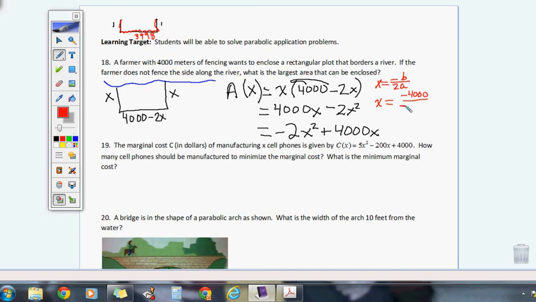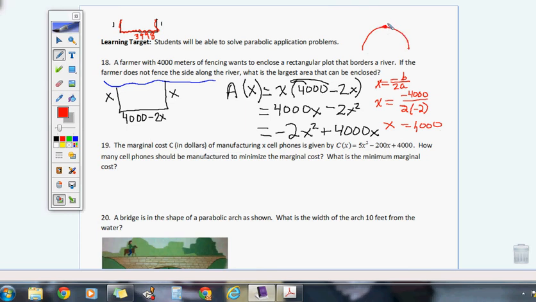So, sorry, I wrote that wrong. 2 times a, which would be negative 2. So the x value, when we're calculating this all out here, is going to be 1,000. So we get 1,000 here. All right? Well, that means, just putting this in a picture, there's a parabola that opens down.